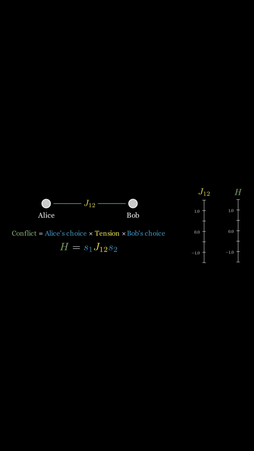Suppose Alice and Bob have a cozy relationship, so J is -1. If they both agree and choose +1, the total conflict H is -1. That's a low conflict state. But if Bob disagrees, the conflict becomes +1.